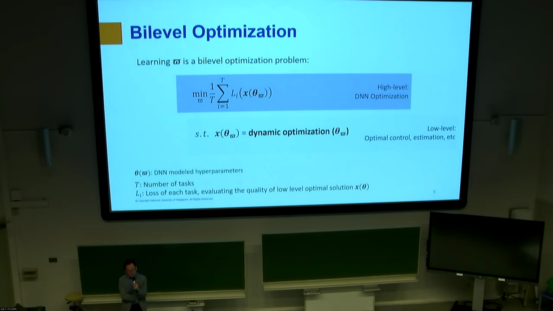So next is how to tune or how to train the neural network, right? Mathematically, you can consider it as a bi-level optimization. At the low level, it's a dynamic optimization problem you want to solve. Given the hyperparameter theta, you solve either an MHE or a model predictive control problem. At the high level, it's optimization of the DNN parameters, and the loss function will come from different classes of tasks.